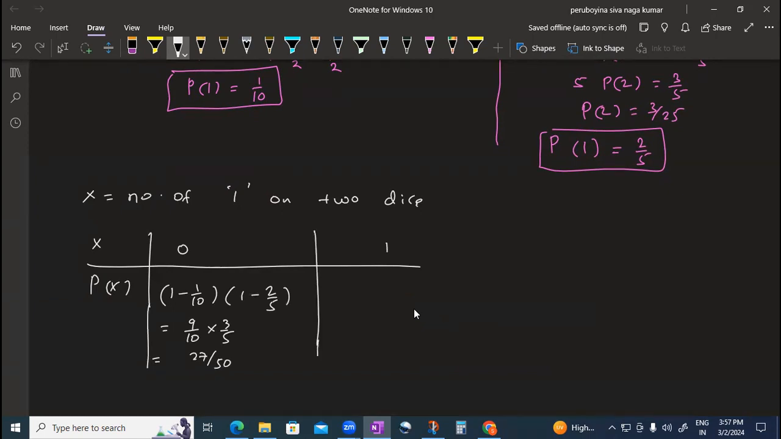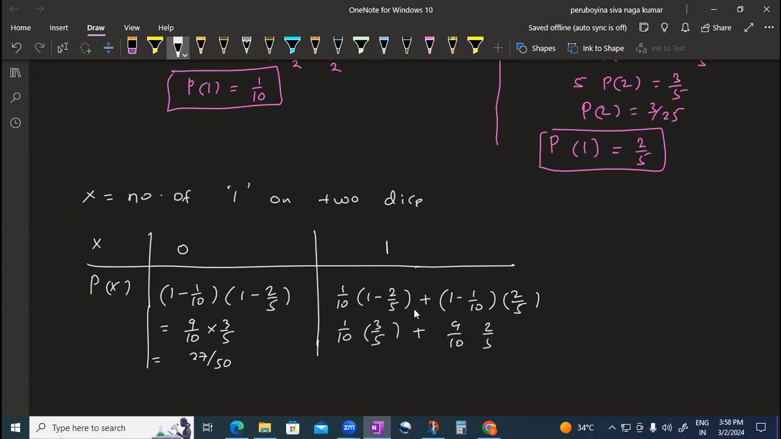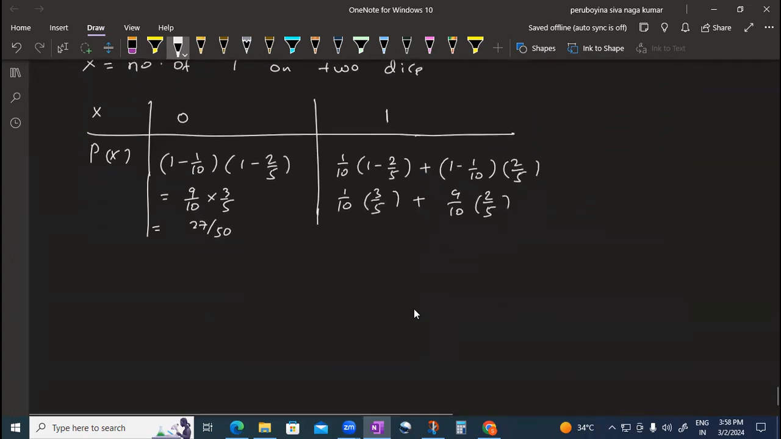And 1 showing. One die will show 1. So for example, the first die shows 1 and the second die does not show 1. Similarly, the first die is not showing 1, the second die is showing 1. So this is 1 by 10 times 3 by 5 plus 9 by 10 times 2 by 5. This is 3 by 50 plus 18 by 50 equal to 21 by 50.